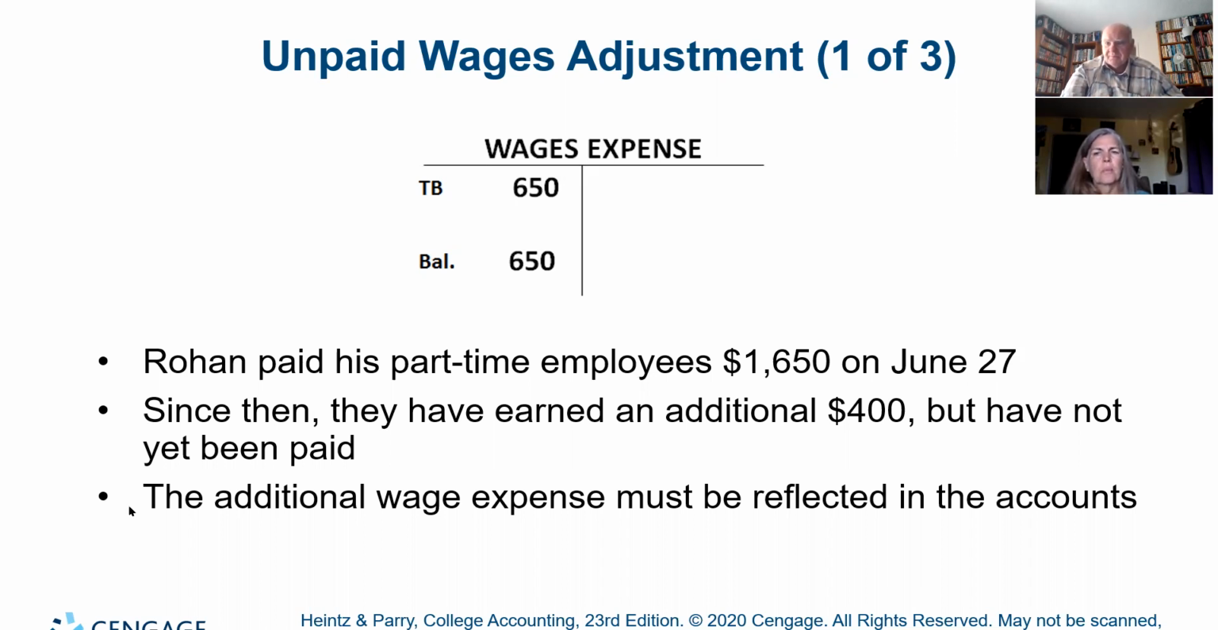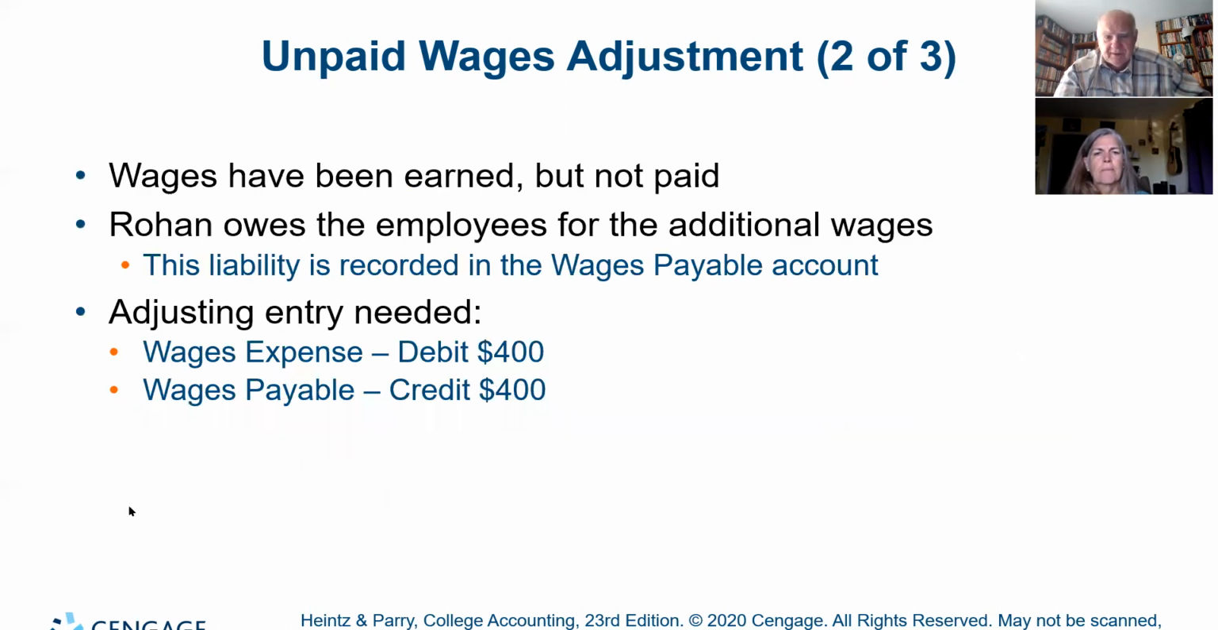We can't ignore it. We can't say, well, we'll wait till we pay them. No, we must accrue it right now. So we're going to write a journal entry to debit wages expense and credit wages payable.